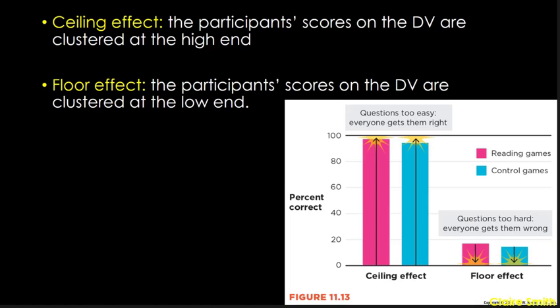Floor effect is the opposite. So again, maybe you make the questions too hard on this reading exam. So reading games versus control games, everyone gets the questions wrong because they're impossible questions for a 5-year-old to answer. So you'd have a floor effect, all the groups doing very poorly. And another example of that is giving people money to see if it affects happiness. If you're giving them all no money, 5 cents, 10 cents, that'd be an example of a floor effect, right? You're not manipulating your independent variable enough, they're all really close to 0, so you're not going to see much difference because you have a floor effect there. Okay, so ceiling and floor effect.